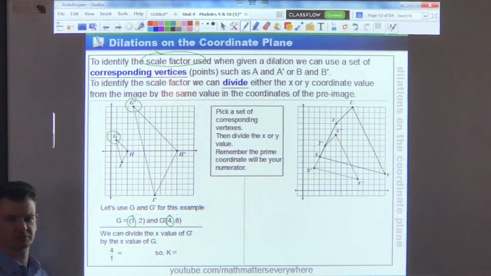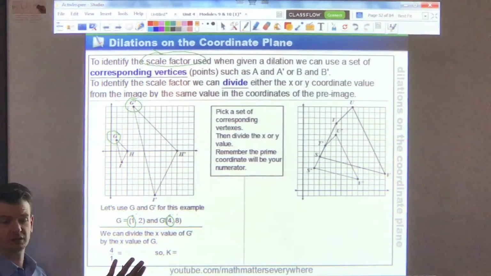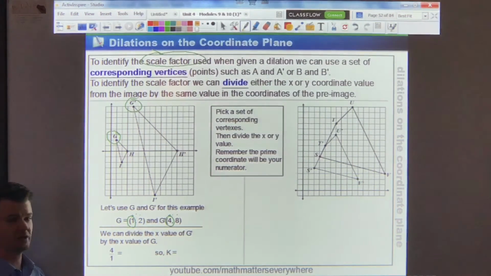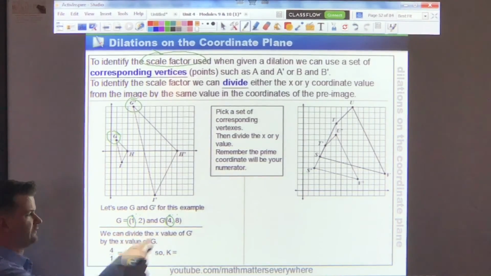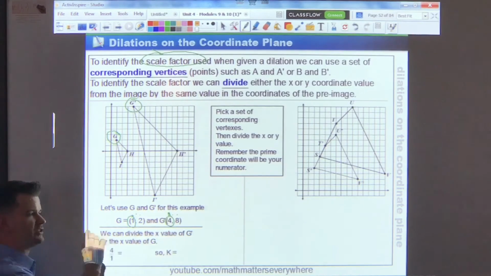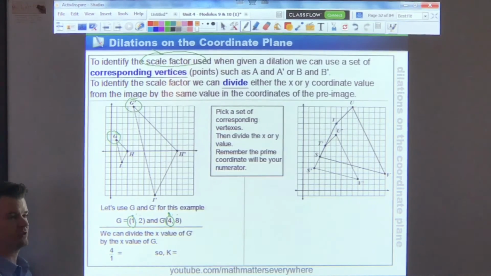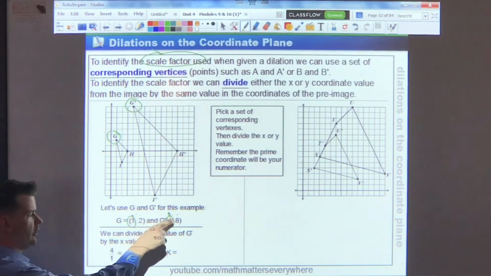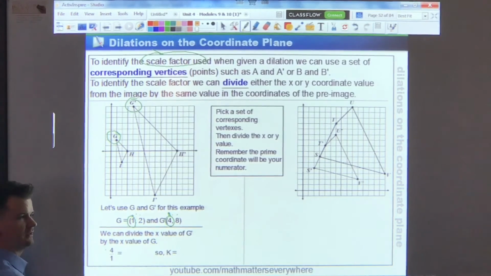So we have two numbers. Which one do you think will always be the numerator? The preimage or the image? Not the preimage, the image. The one with the prime notation. Which one of these, 1 or 4, is the prime coordinate? 4 is the prime coordinate. That's G prime, so that's the prime coordinate. So the prime coordinate is always going to be your numerator in that fraction. So 4 is my numerator, which means that 1 is my denominator. Then it's real simple. What's 4 divided by 1? 4. So your scale factor is 4, and you're done.